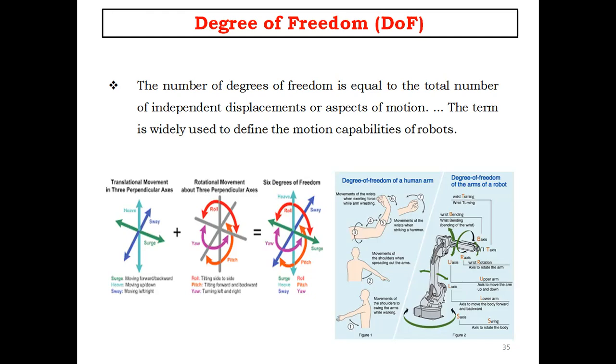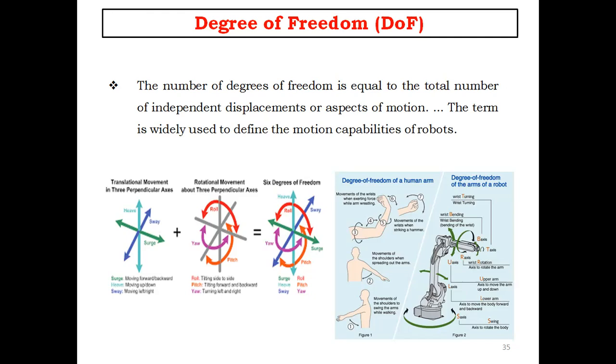For rotation movement, we have roll, yaw, and pitch. Roll is tilting side to side. Pitch is forward and backward. Yaw is left and right. So surge, heave, sway, roll, pitch, yaw: these 3 plus 3 are combined to give 6 degrees of freedom. When a robot has 6 degrees of freedom, we can go for all these movements.